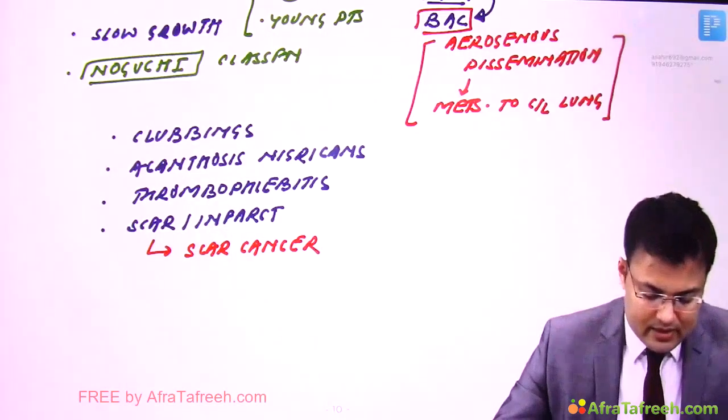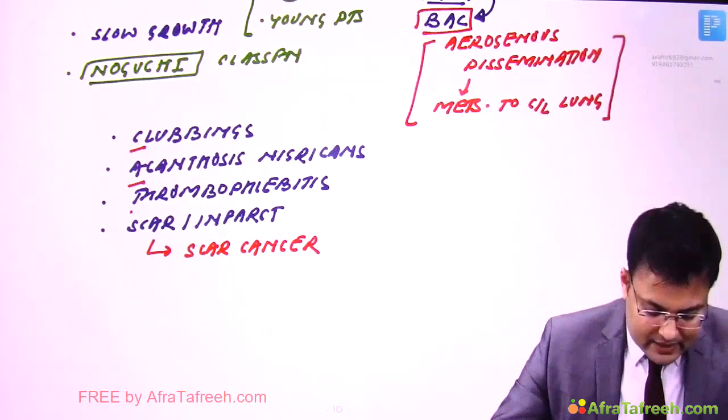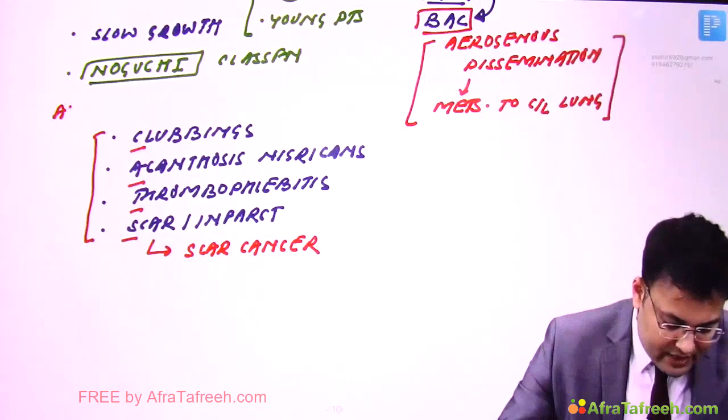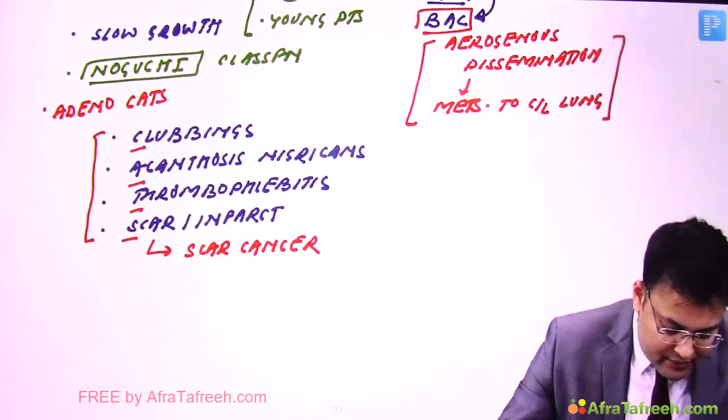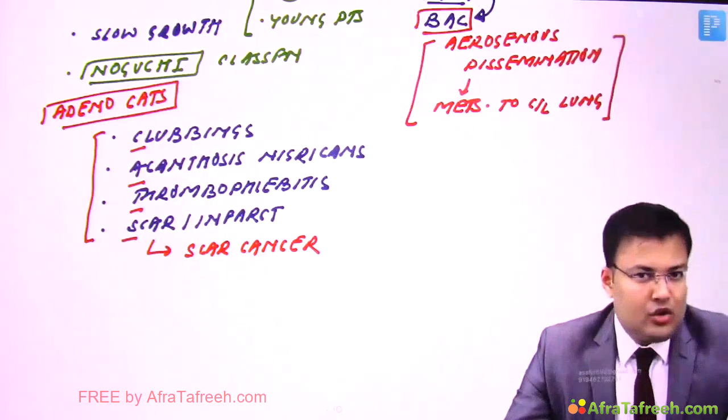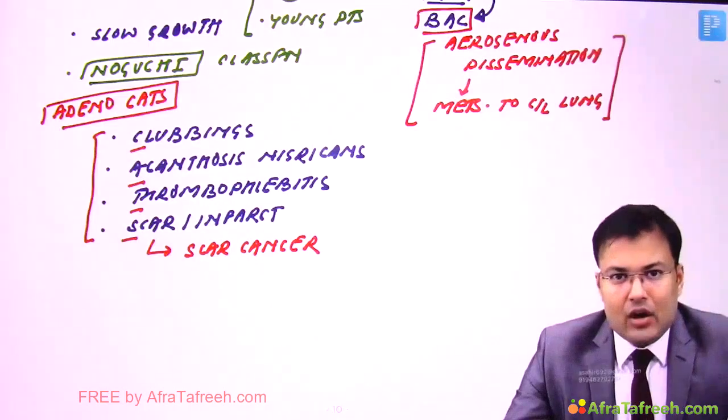Now how to remember? Can you see? Cats. The mnemonic is cats, and these are seen in adenocarcinoma. So the mnemonic is adenocats. Adenocarcinoma is associated with clubbing, acanthosis nigricans, thrombophlebitis, scar or infarct.